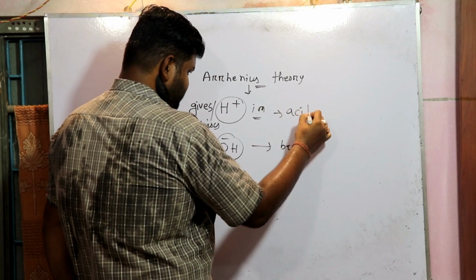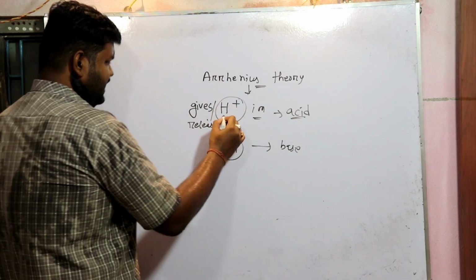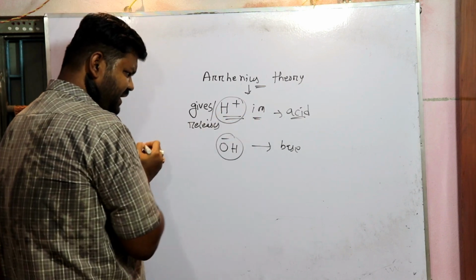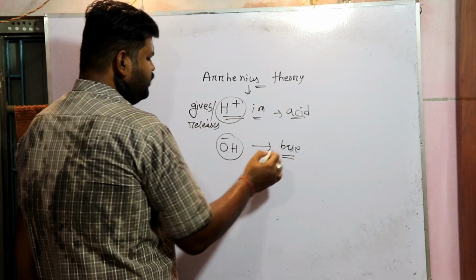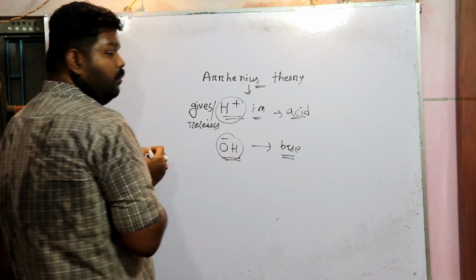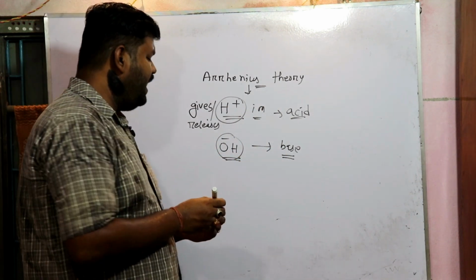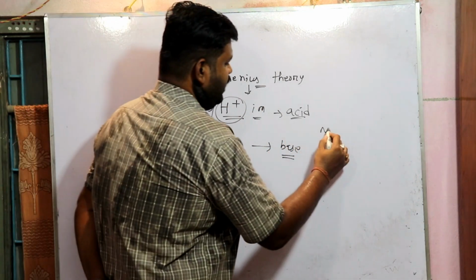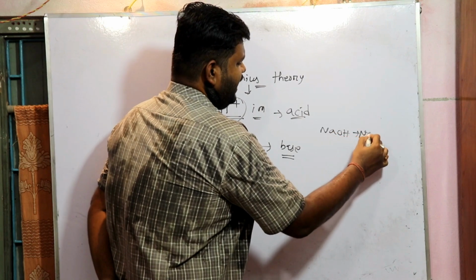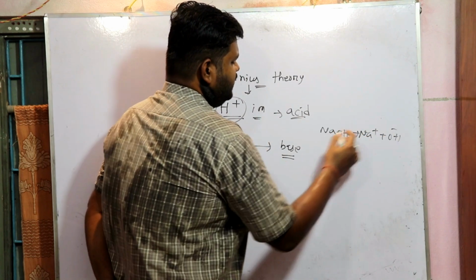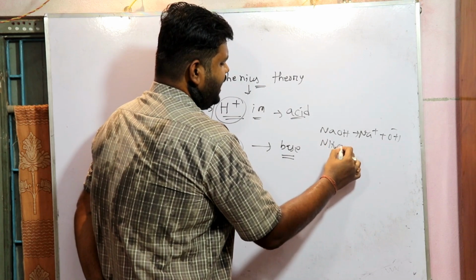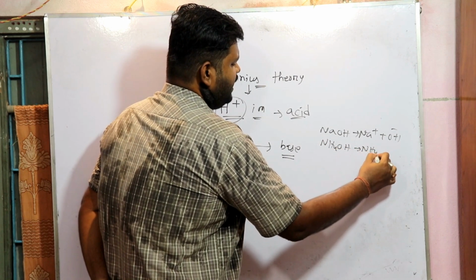So acid substances will release H+ ion in the aqueous medium, whereas bases will be those substances which give OH-. Suppose NaOH, it will give Na+ and OH-. After that NH4OH, it means NH4+ and OH-.